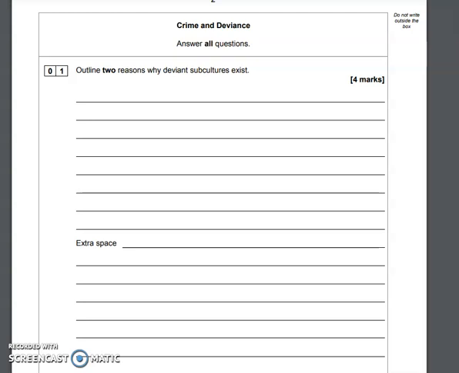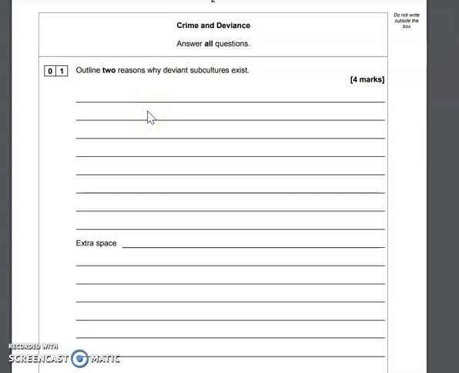So question 1 and 2 are very similar style questions worth 4 and 6 marks, and they will ask you to outline. Now what that means is that you need to identify a point of what has been asked and then briefly explain it, so you can get the full marks with 2 sentences for each point really. So don't write too much on these questions.